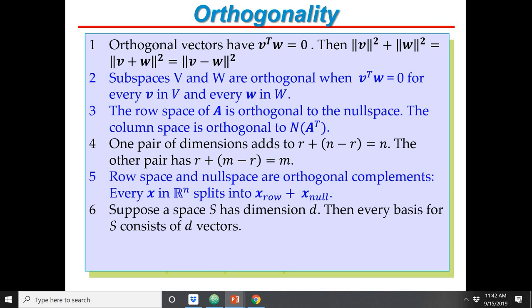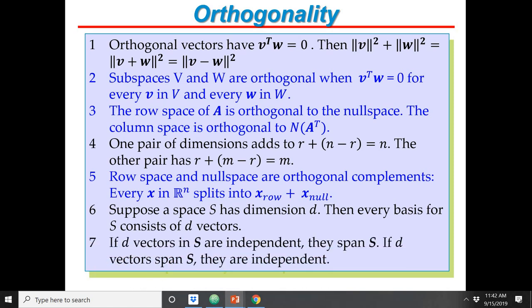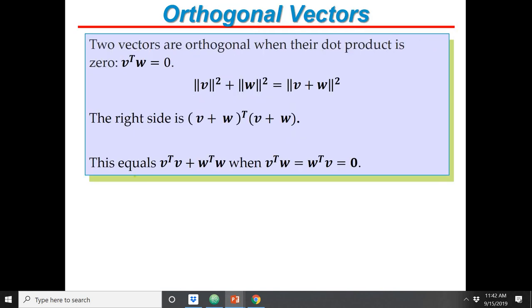So obviously, we're going to be using a lot the concept of the dimensionality that we have seen before. The dimensionality uniquely identifies a subspace. So if a subspace has dimensionality D, every basis for that subspace contains D independent vectors. And if somebody gives you D vectors that span that space, then these vectors need to be independent, where D here again is the dimensionality of that space S.